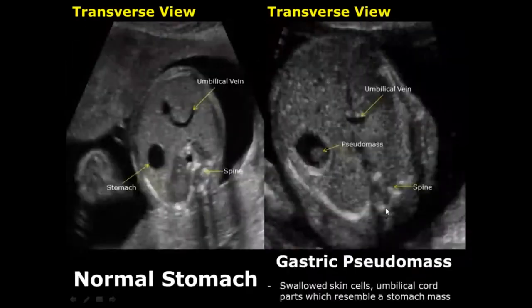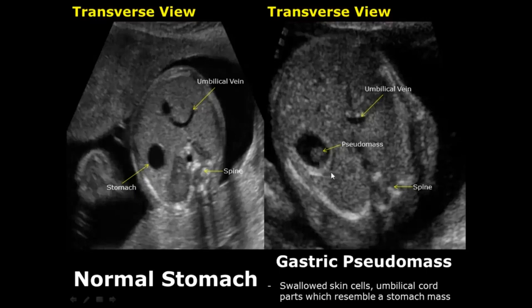A gastric pseudomass occurs when the fetus swallows skin cells, umbilical cord parts, or even blood, which may resemble a stomach mass. But it is not a stomach mass. These are just swallowed materials which look like a mass or a tumor.